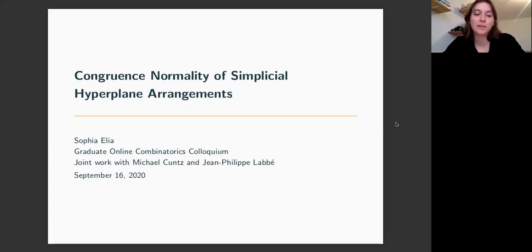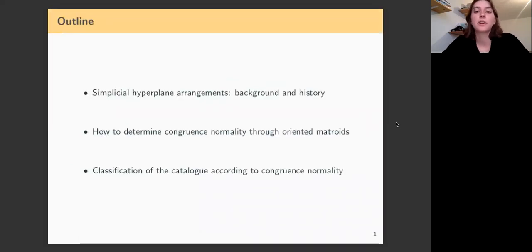So today I want to talk about some recent work that I've been doing with Michael Kuntz and Jean-Philippe Lebet, studying simplicial arrangements, and in particular, if they have a certain property called congruence normality. So an outline of the talk, I want to start off with what are simplicial hyperplane arrangements and go through some of the background and history. In particular, there's a catalog of simplicial arrangements in rank 3, which has been evolving over the last 50 years. And I want to talk about what's known and what's not known. There are a lot of really interesting open problems there.